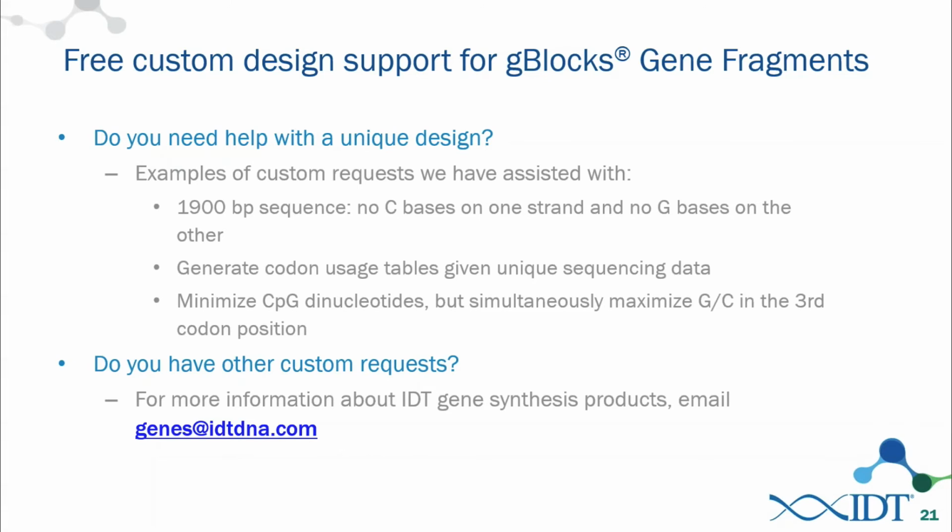Another design request that we fulfilled was to generate unique codon tables based on sequencing data. So this is for an organism that was not represented in the sequencing database and didn't have codon tables derived for it yet, so we're able to help derive those and design codons to match that usage. We've also done things like minimize GpC dinucleotides while maximizing GC content in third positions of codons. Again, these are just a very small subset of the wide range of designs that we do for customers.